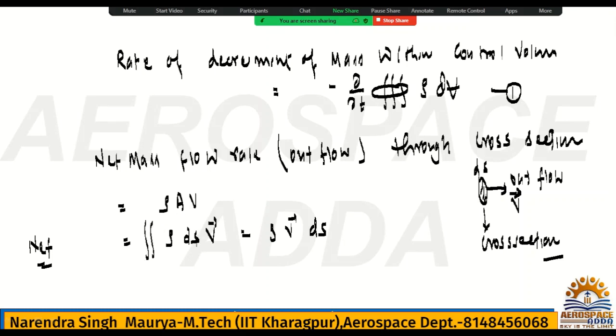Because this is the cross sectional area, I mean surface area, so area integration will be double integration. Single integration will be line integral, double integration will be surface integral, triple integration means volume integral. That you should know, yes or no? So here you will have double integration. This is equation number 2.